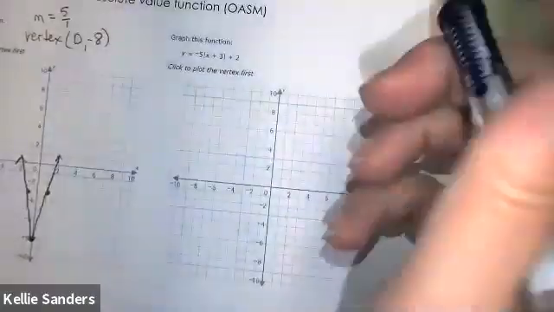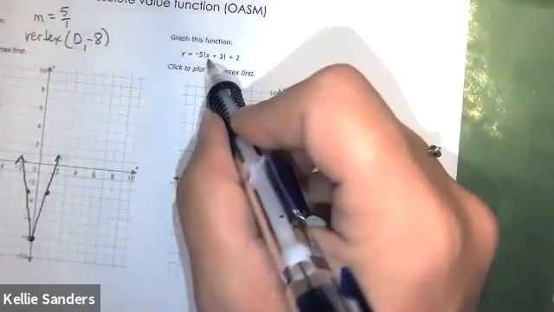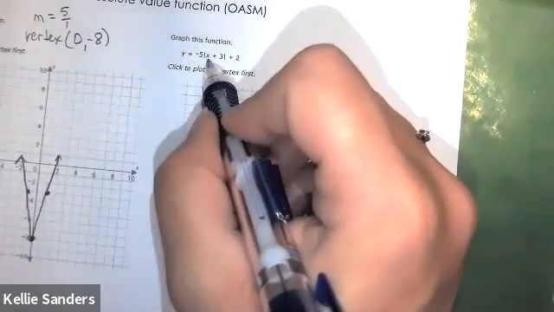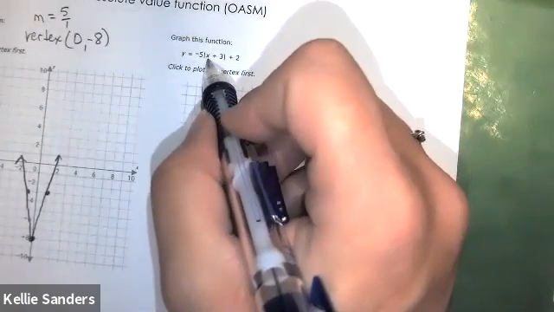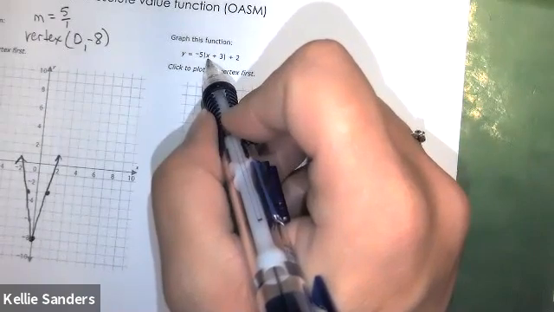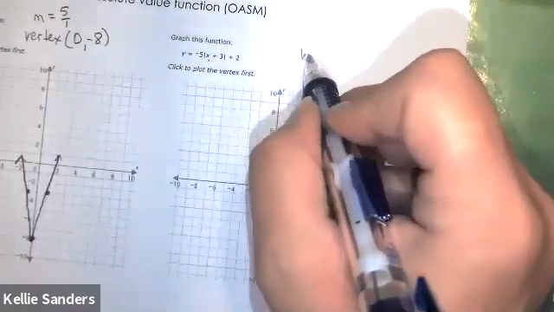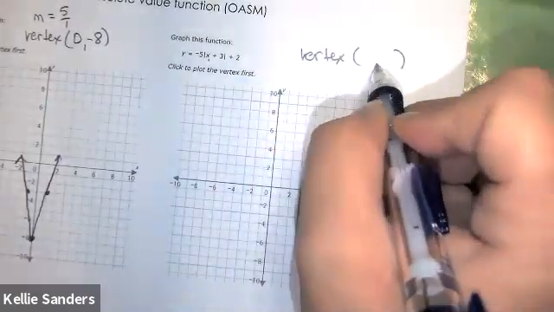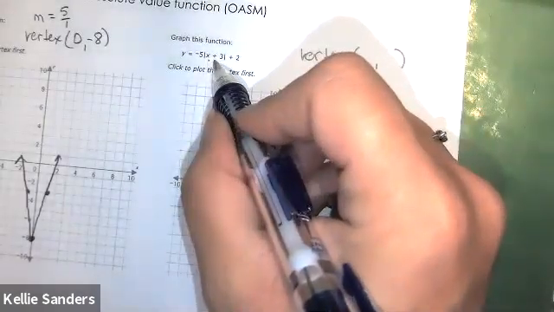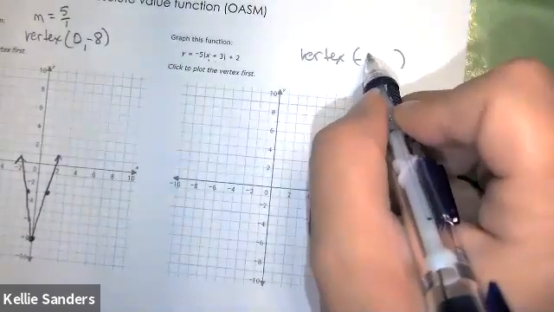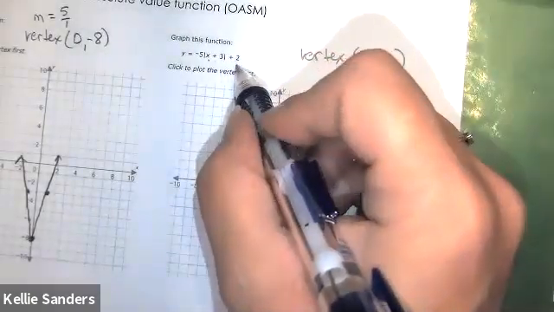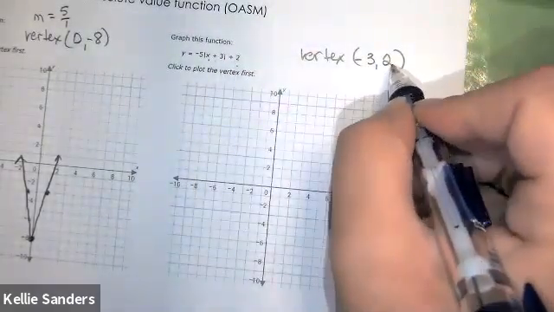There's nothing to take on the outside because there's nothing in front of the x. It's not being multiplied to anything. So your vertex, since it's a positive 3 inside with the x, then we think opposite. The positive 2 at the end is the up and down, so it'd be up 2.